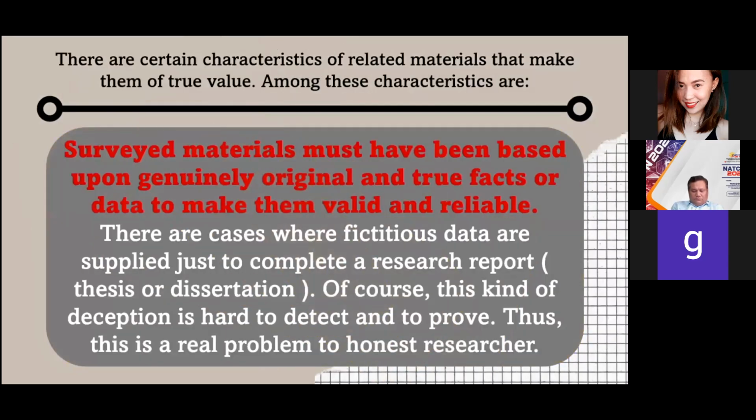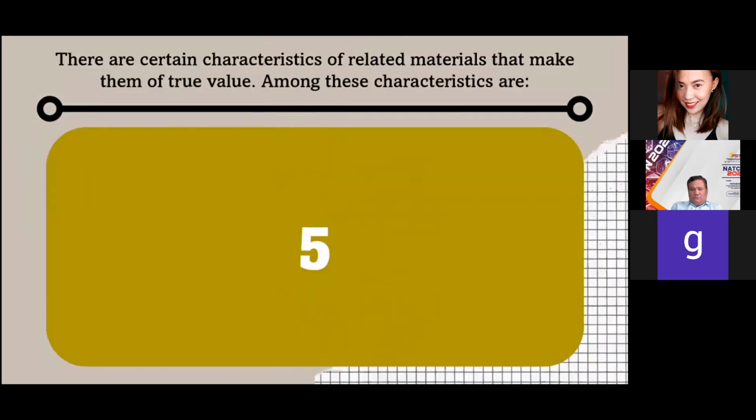4. Surveyed materials must have been based upon genuinely original and true facts or data to make them valid and reliable. There are cases where fictitious data are supplied just to complete a research report, for example a thesis or dissertation. Of course, this kind of deception is hard to detect and to prove. Thus, this is a real problem to the honest researcher.